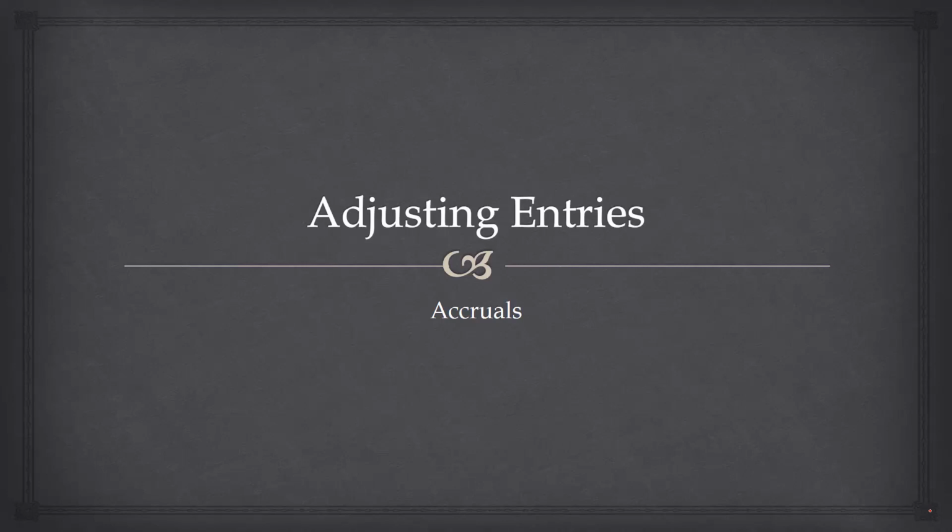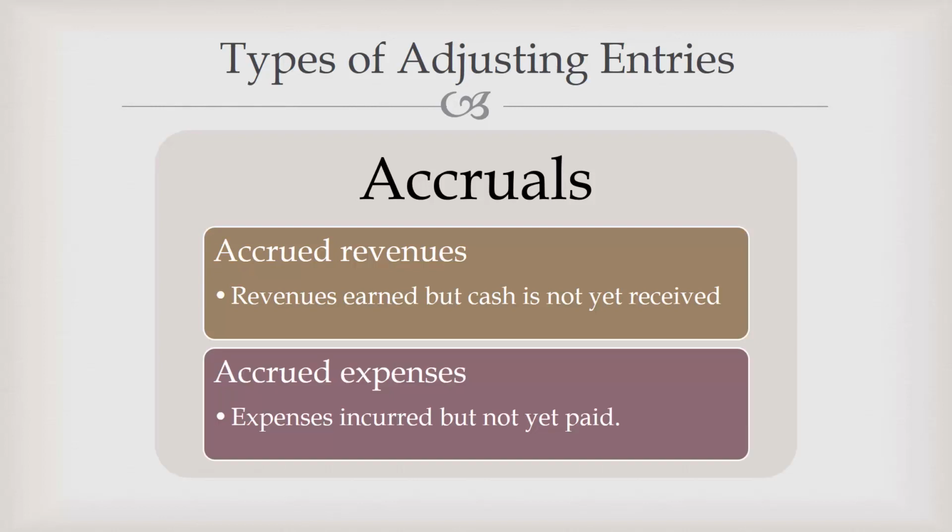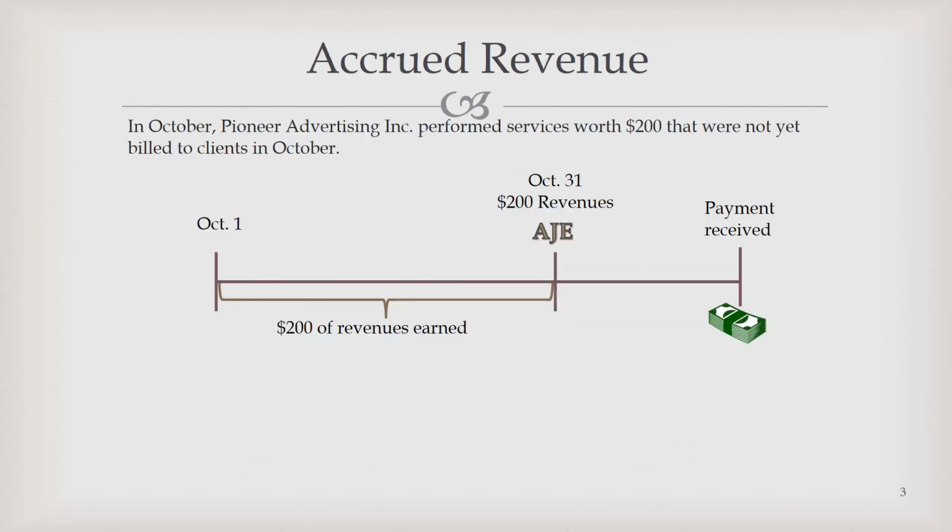Hi, in this video I'm going to cover adjusting entries and specifically the accruals types of adjusting entries. Accruals fall into two main categories, accrued revenues and accrued expenses. In accrued revenues, we've earned the revenue but we haven't yet received the cash, and in accrued expenses, we've incurred some sort of expense but we haven't yet paid for it.